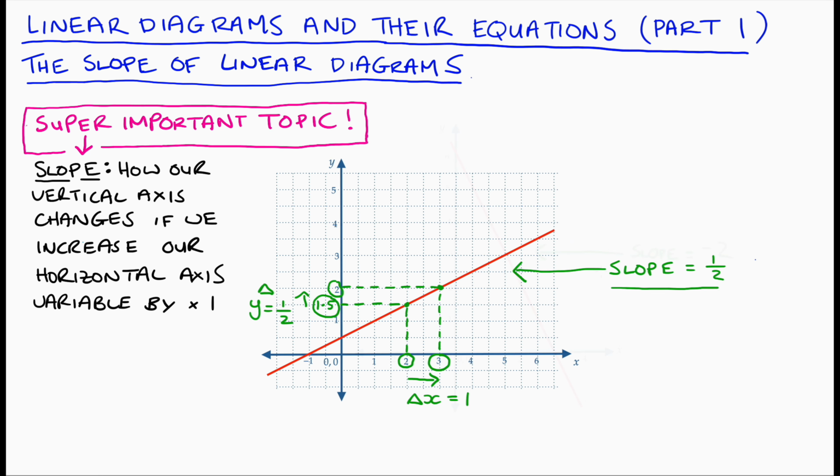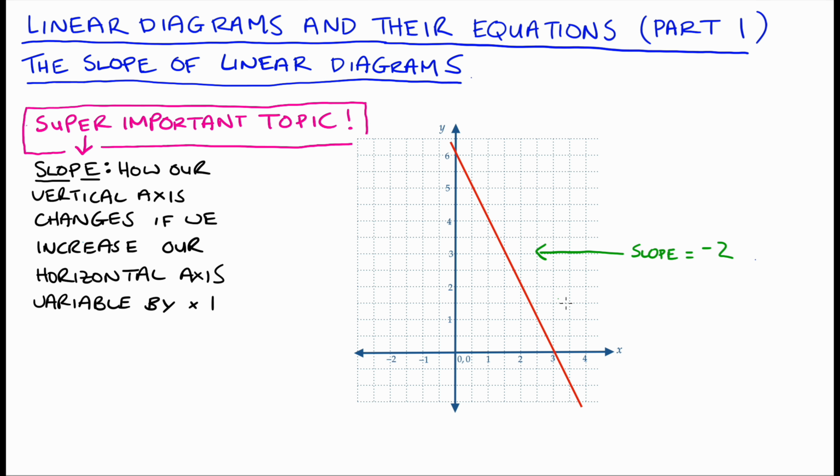If I had a downward sloping line, then I would have a negative slope. So for here, for instance, if the slope was equal to -2, that just means that as I'm increasing x by 1, then my y value will fall by 2. And I can see that here as x increases from 1 to 2, y decreases from 4 to 2. So that's a decrease of 2.